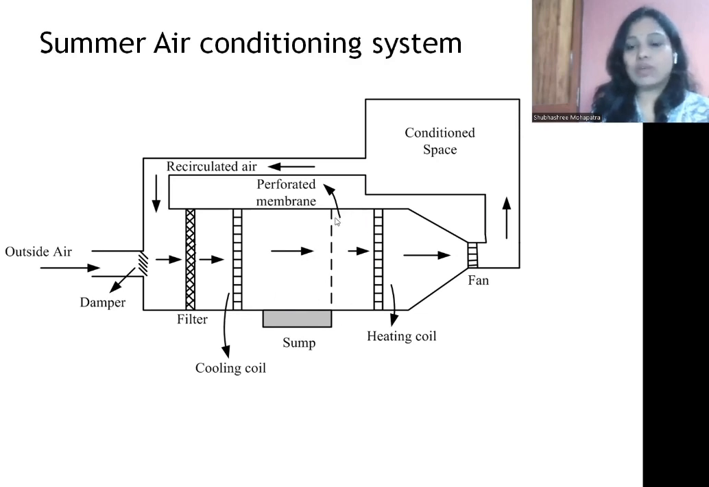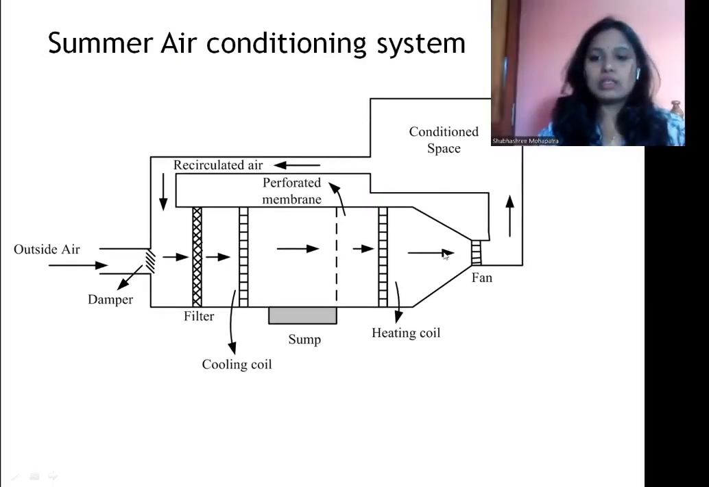Then we can also add one perforated membrane. Its function is to remove additional moisture from the air, and this removed moisture will be collected at the sump as water. Then this air will be cooled and dehumidified simultaneously. And here we have to understand that the cooling coil temperature will be below the dew point temperature of the outside air. Through this fan, the cool and dehumidified air will be sent to the conditioned space.